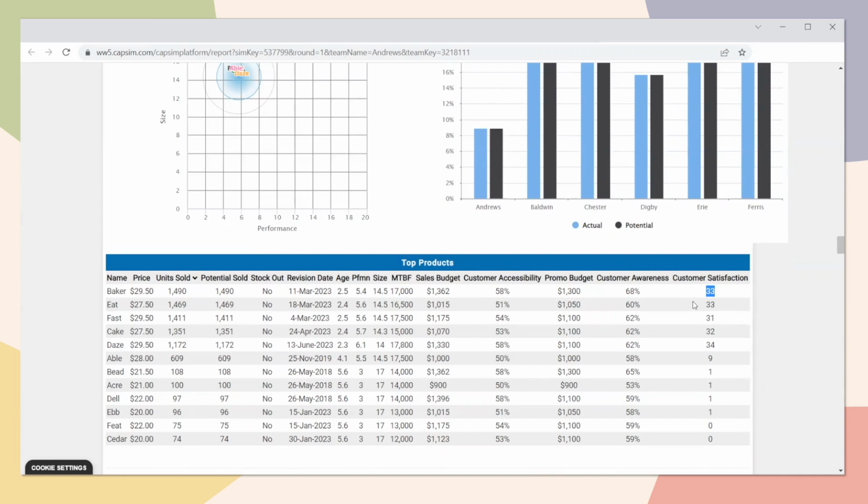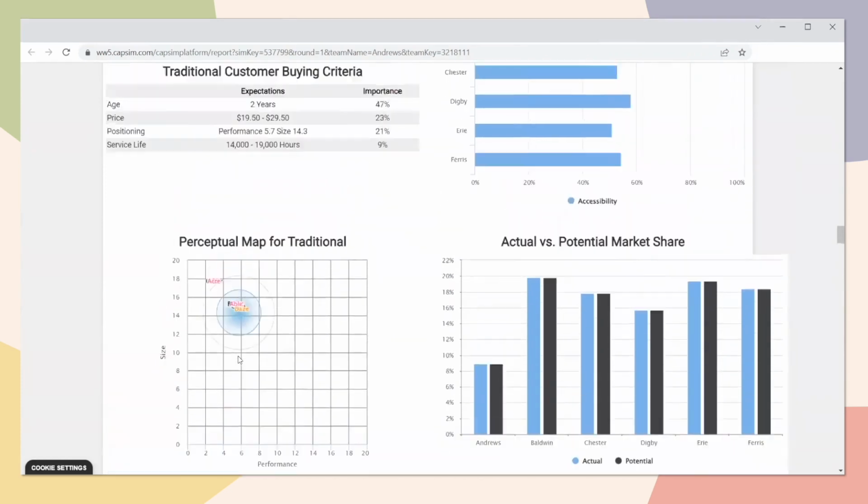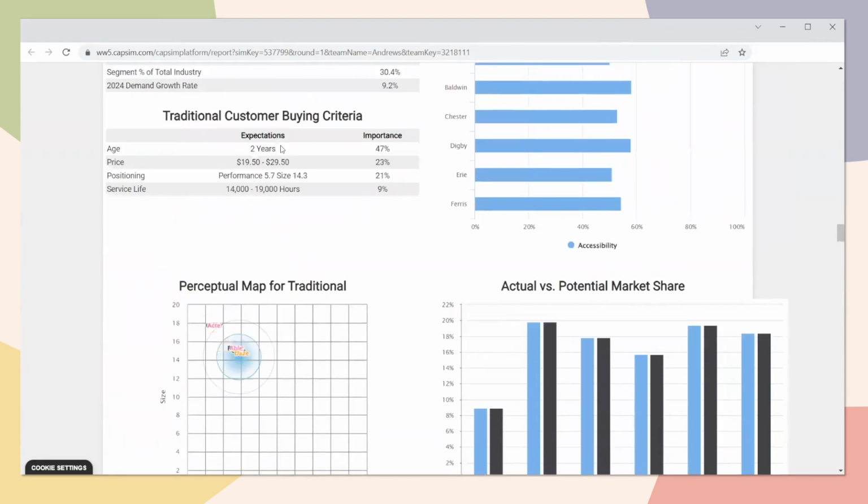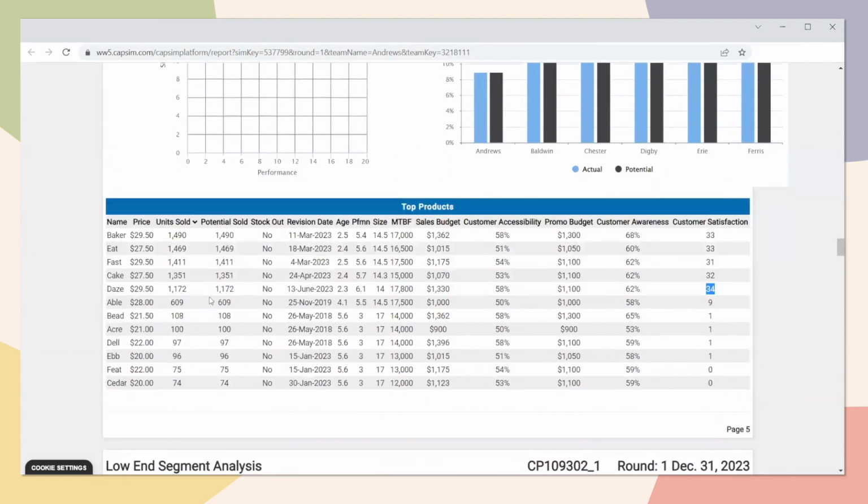So something that I like to do here is if we look at the product Able here with the score of 9, right? We compare it to Days with the score of 34. Why is it better than Able, right? So the first thing that's important to the traditional customer is an age of 2. We look at Able, it has an age of 4.1. Days has an age of 2.3. Right there, it's eye-opening. We need to do a better job on the age of our product to meet that criteria a little bit more closer to what they're asking for.